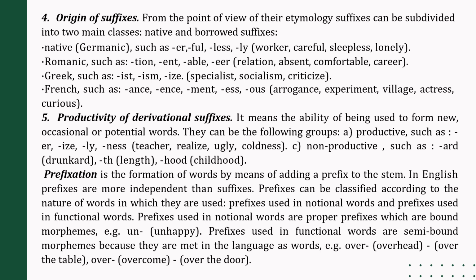Prefixation is the formation of words by means of adding a prefix to the stem. In English, prefixes are more independent than suffixes. Prefixes can be classified according to the nature of words in which they are used: prefixes used in notional words and prefixes used in functional words. Prefixes used in notional words are proper prefixes, which are bound morphemes. Prefixes used in functional words are semi-bound morphemes because they are met in the language as words.